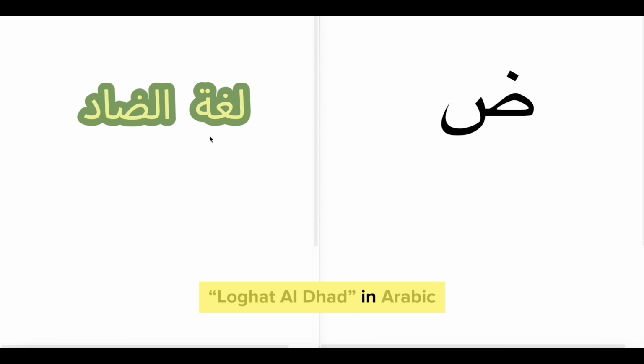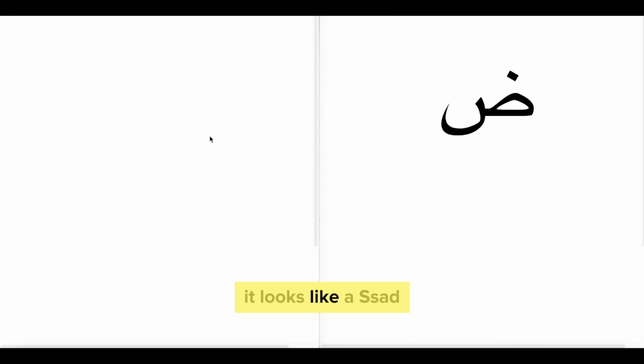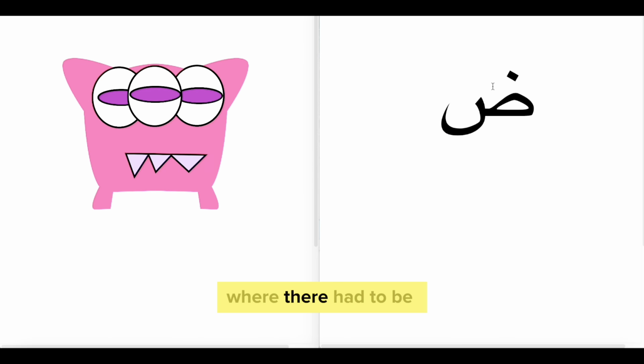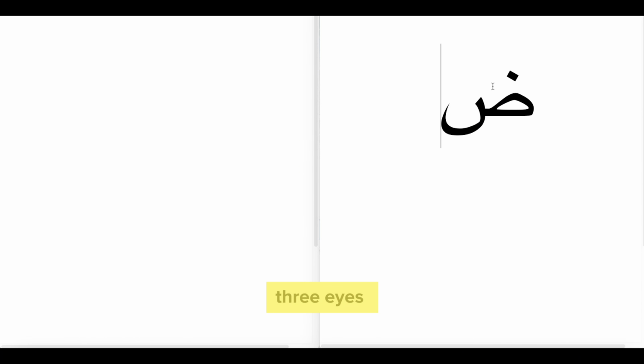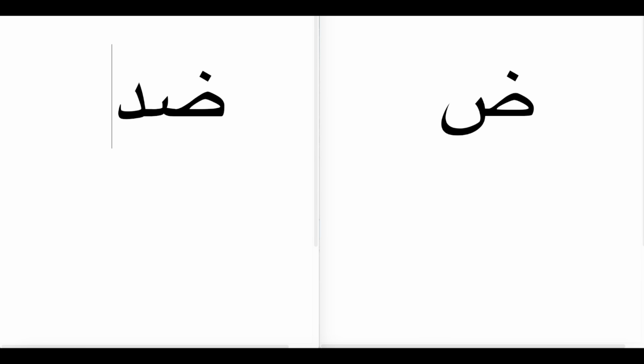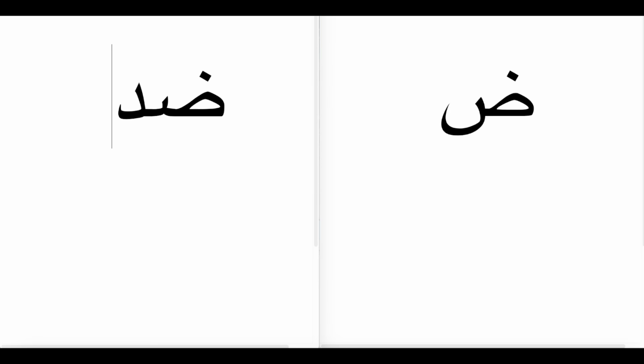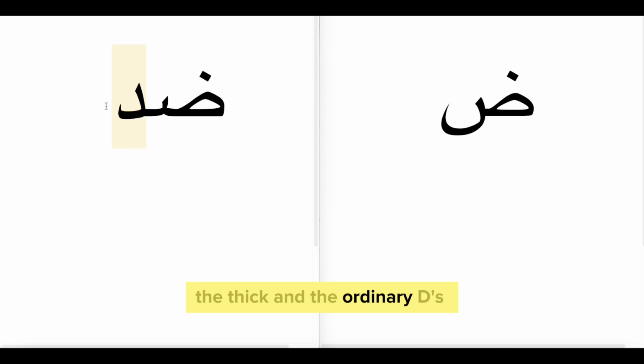لغة الضاد in Arabic. As you can see, it looks like a sad, but with a dot above. This time one eye is enough, unlike Sheen, where there had to be 3 eyes. So, a word, ضد, which means against. Against. Here we have both the thick and the ordinary D's.